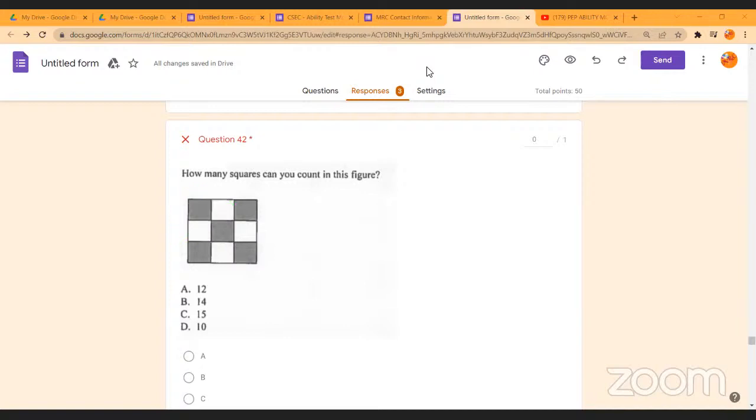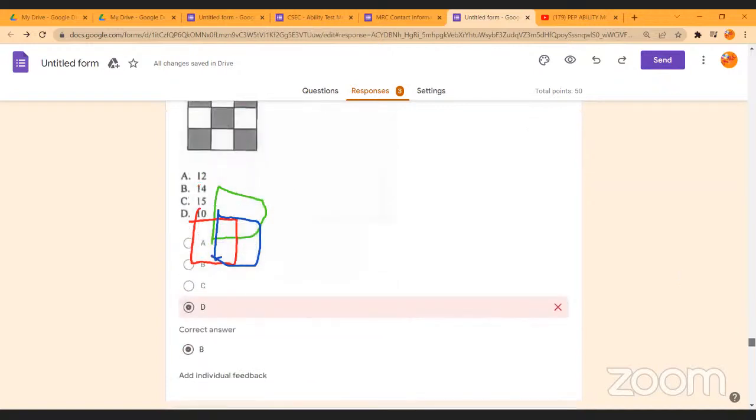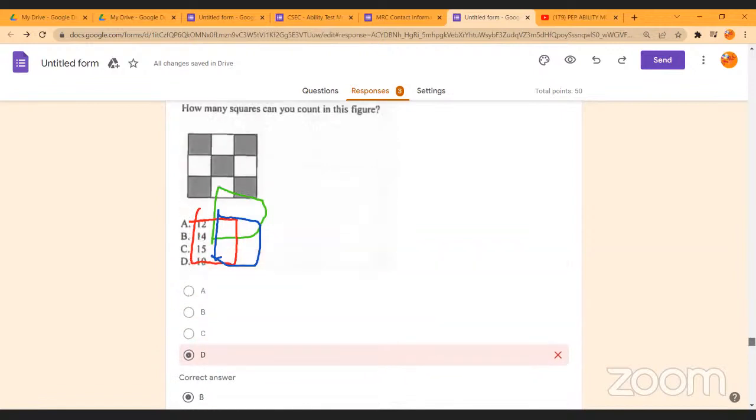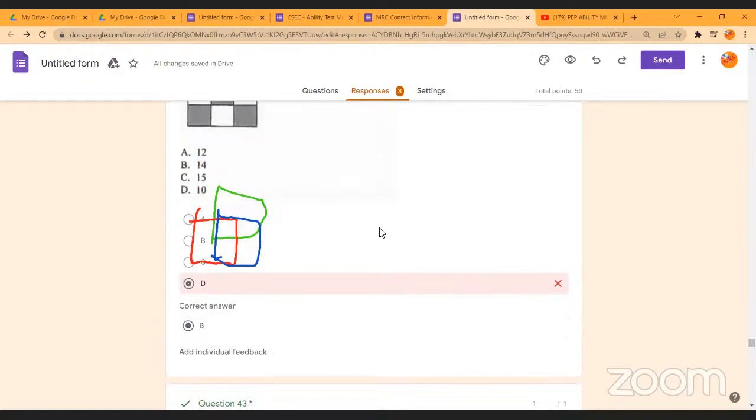Oh. They have 12. Then you have 13. Then you have 14. Then you have 15. The big square itself. See that? Yes, miss. The correct answer is, oh, let me correct this as well.